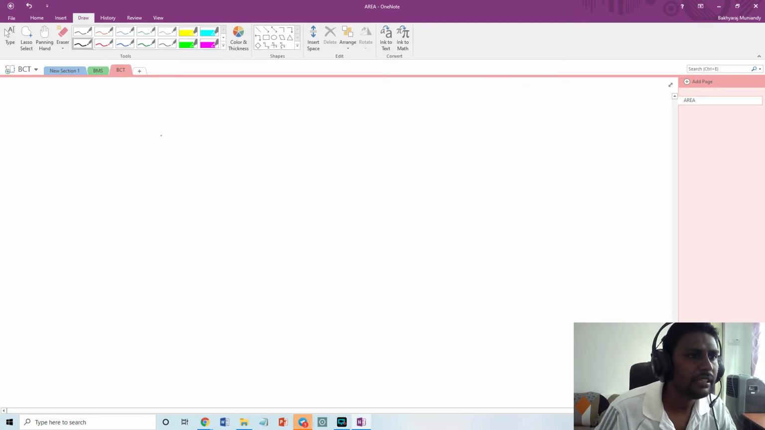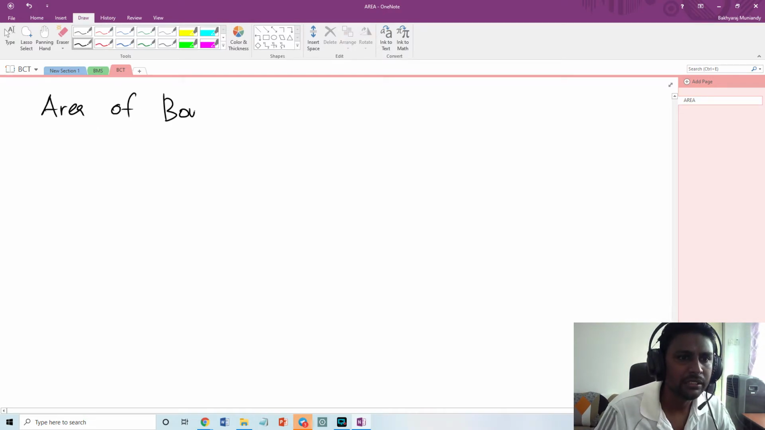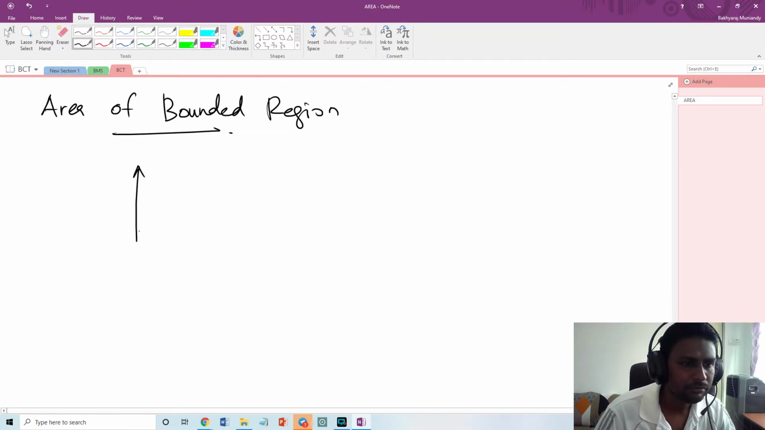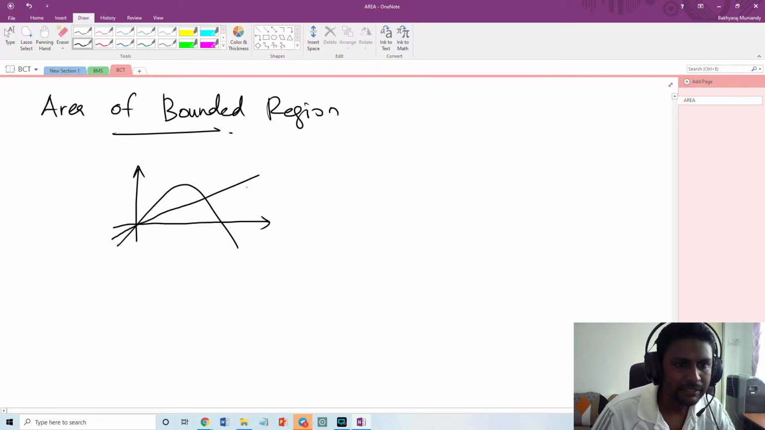Next thing I want to proceed is area of bounded region. This is my second subtopic that I'm going to concentrate on. Let's say we have two functions. This time we have two functions. For example, let's say you have a curve like this, and then you have a straight line, for example, like this.